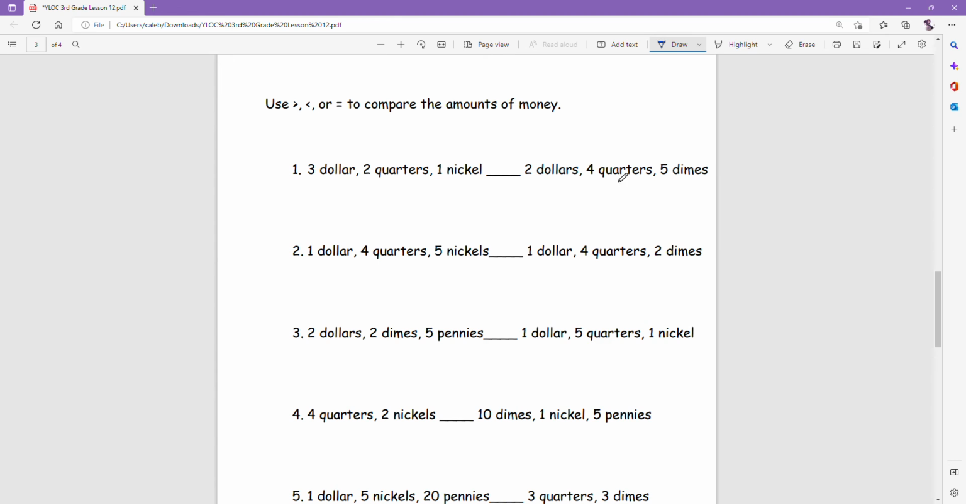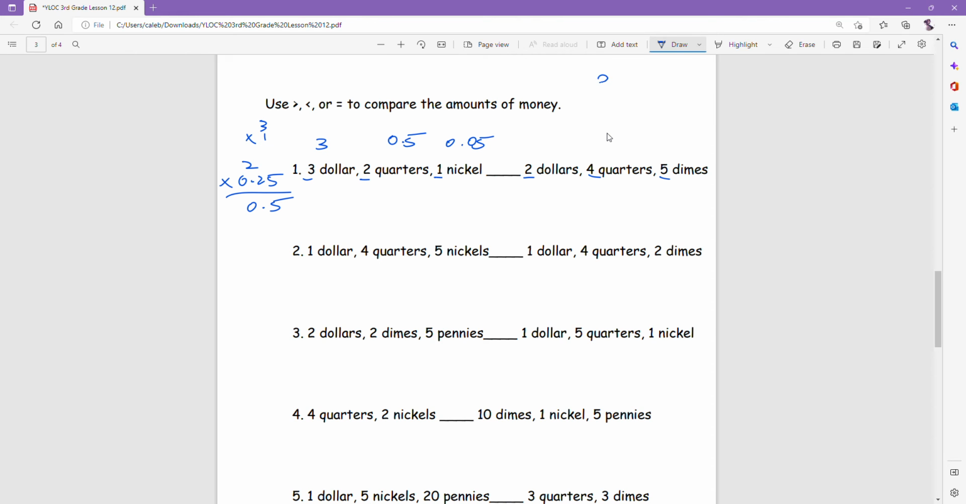So we're going to have to use greater than, less than, or equal sign to compare the amounts of money. So for number 1, we have 3 $1 bills, 2 quarters, 1 nickel. For the right side, we have $2, 4 quarters, and 5 dimes. So for $3, that's just 3 times 1, which is 3. 2 quarters is 2 times 0.25. That's 0.5. And 1 nickel, which is 5 cents.